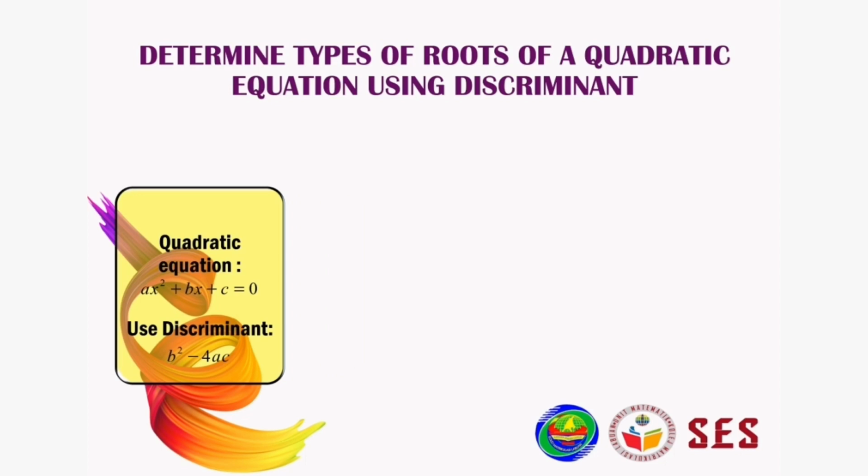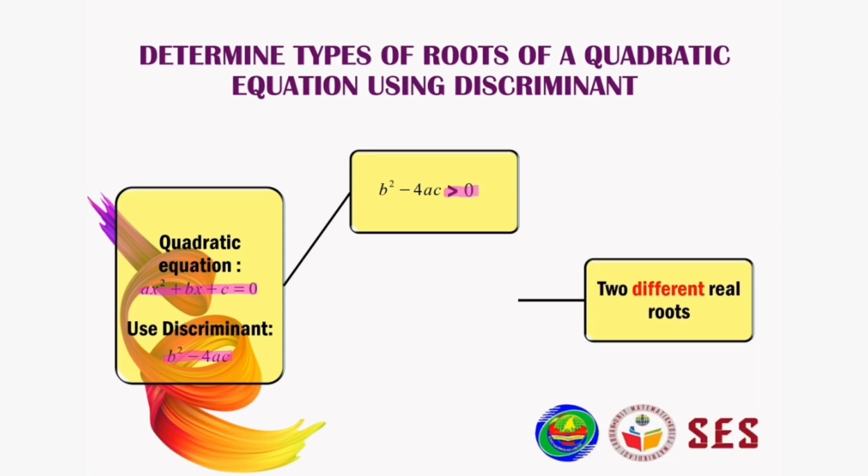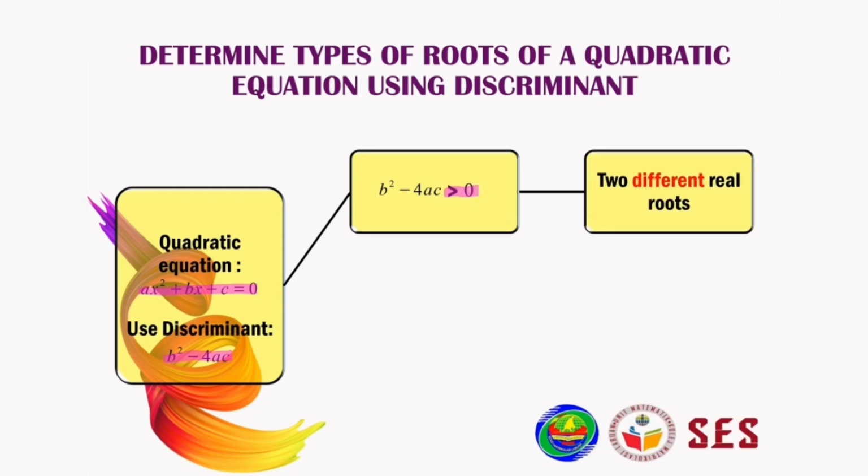If we have our quadratic equation in its standard form, ax squared plus bx plus c, then we can use the value of a, b, and c to find the value of the discriminant. When we have the value of the discriminant greater than 0, it means that our quadratic equation has two different real roots.